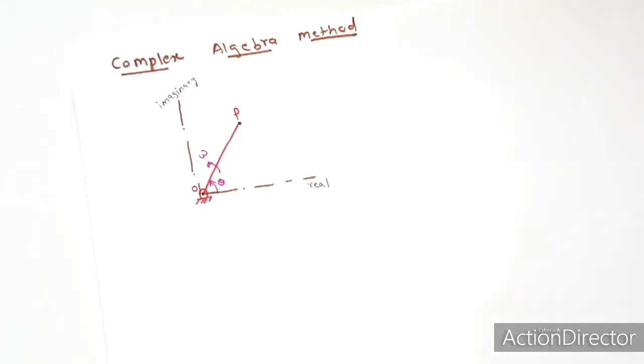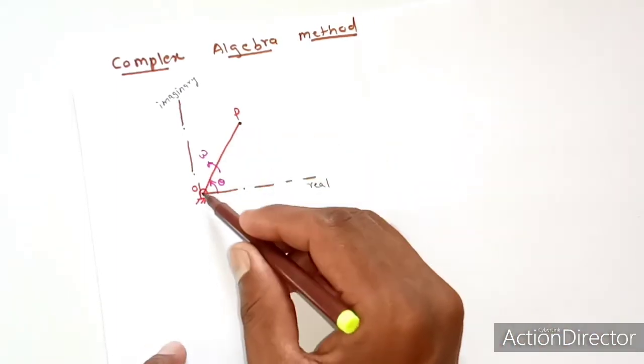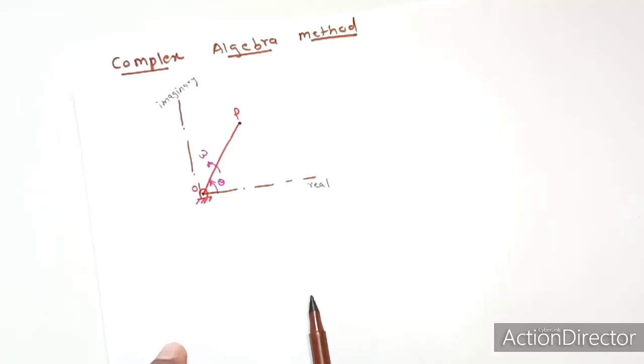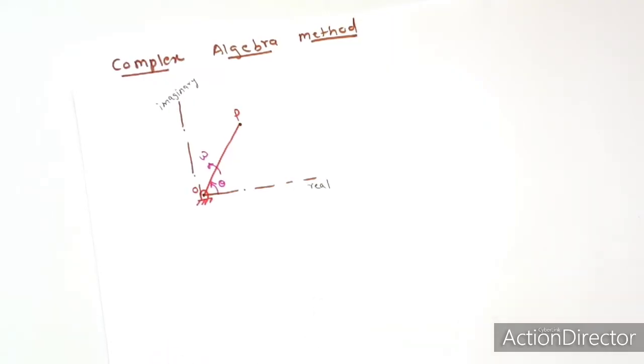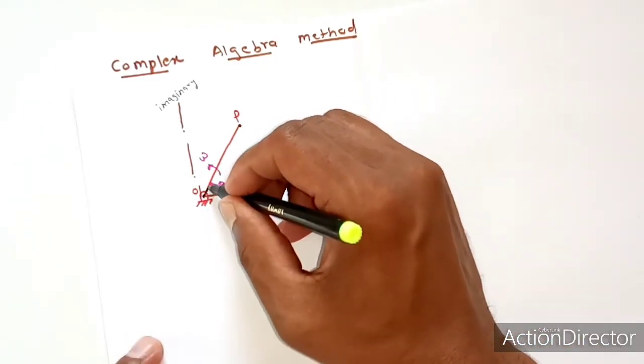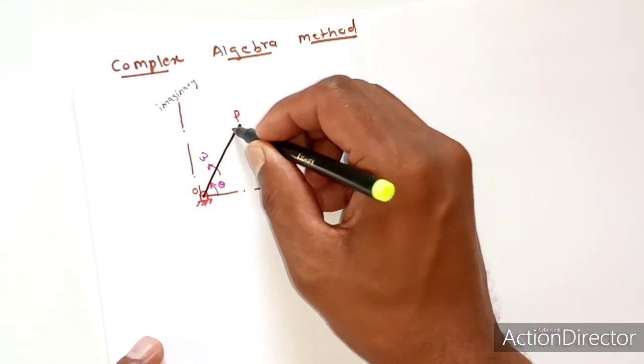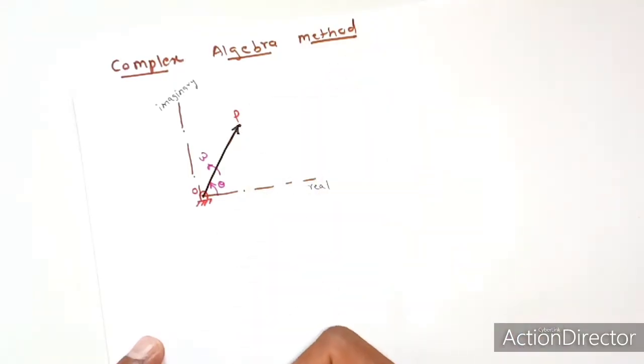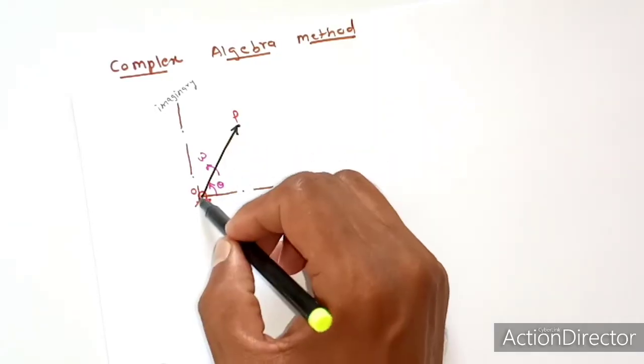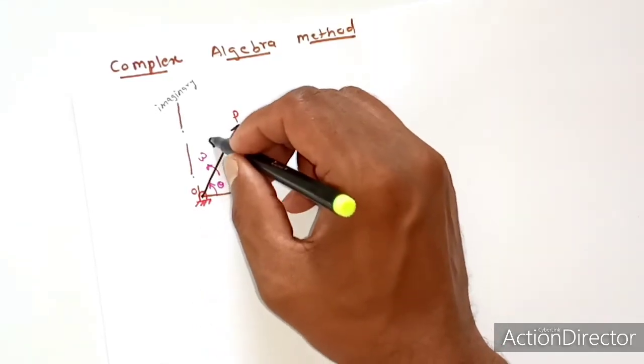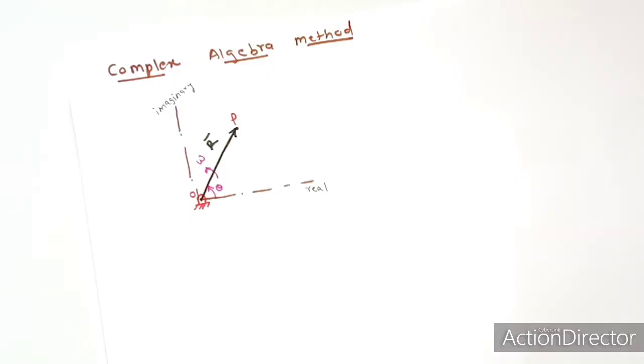Now the very first step is to define the position of point P relative to O using a position vector. So I will draw a position vector from O to P. So this is my position vector drawn from O to P. This position vector defines position of P relative to O. Let us name this vector as vector R bar. So what is R bar? R bar is the position vector defining position of point P relative to point O.